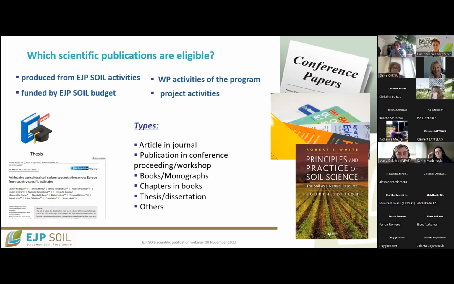For the reporting, we use the concrete reporting template coming from the H2020 guidelines. In these templates, 5 types of scientific publication are defined. These are article in journal; second, publication in conference proceedings and workshop; and the other is books and monographs. Chapters in books are also scientific publications. Theses and dissertations are also scientific publications. And newly, we have added an others section in the template, and I will explain next why we added this.